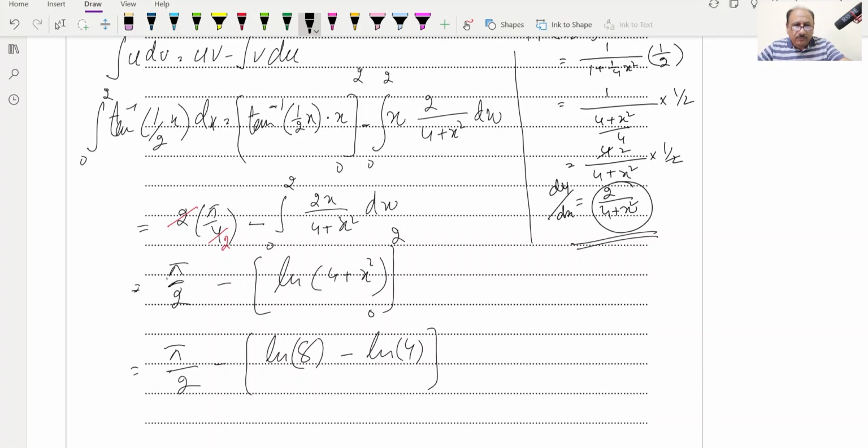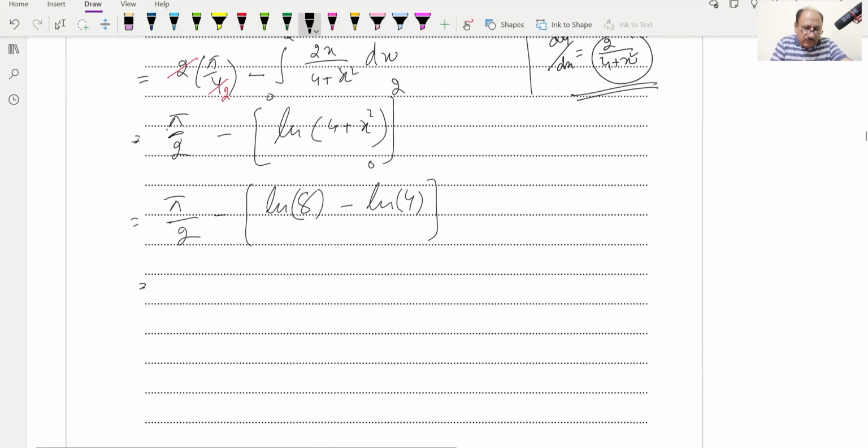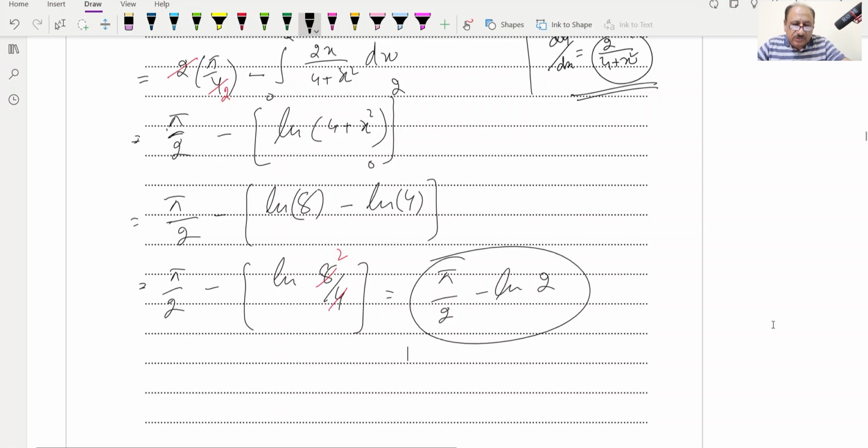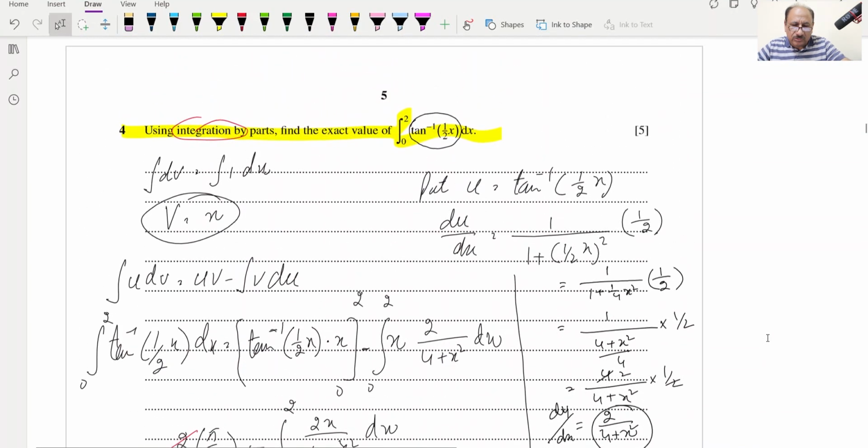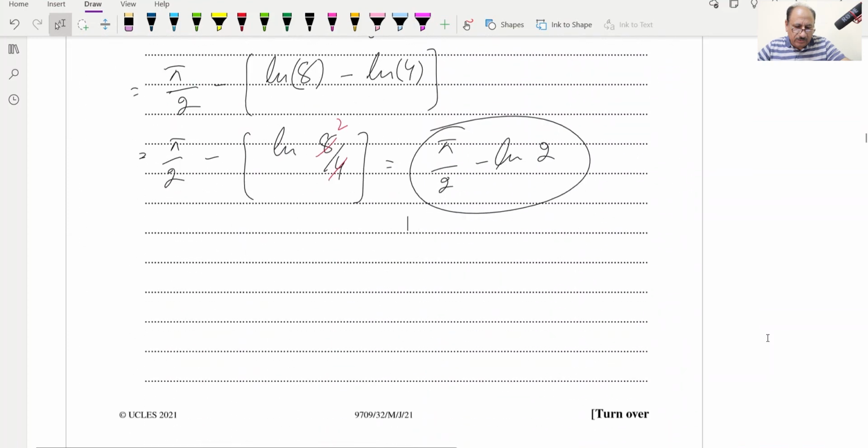Now log of A minus log of B, we can write it as log of 8 over 4, and this will be cancelled, and this will be equal to pi by 2 minus log of 2. And this will be the final answer for this question. And this was a 5 mark question. We are done with this question.